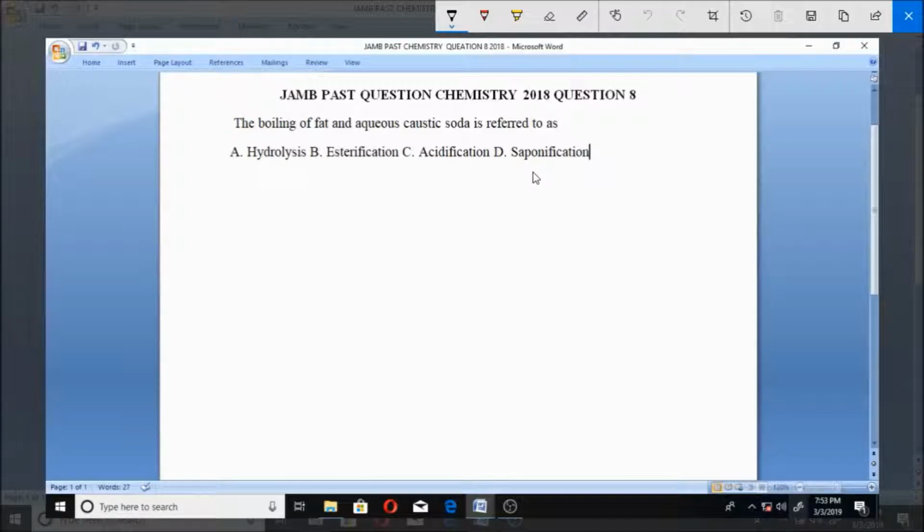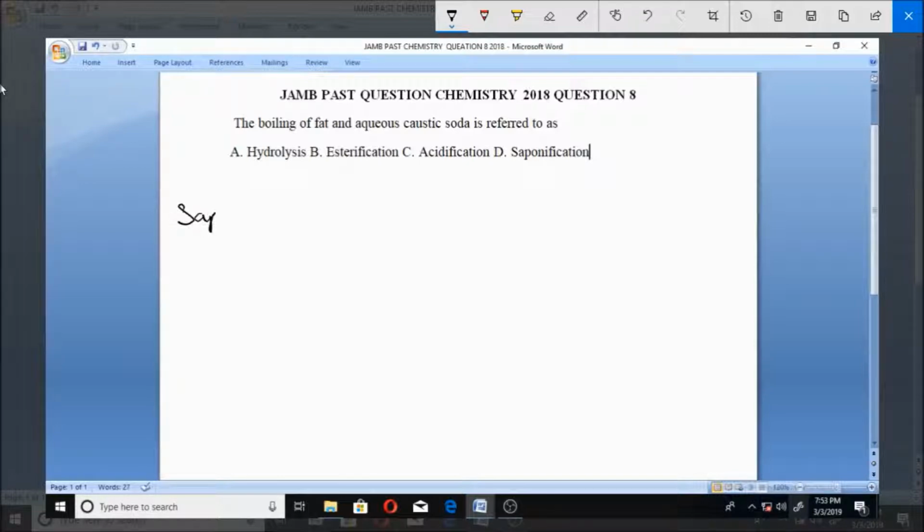Then saponification is the hydrolysis of fats and oil with caustic alkali to yield propane-1,2,3-triol and the corresponding sodium and potassium salts of the component fatty acids. These salts are actually the principal constituents of soap. So saponification is the process of producing soap by hydrolyzing fat with caustic soda. So the process here is saponification.